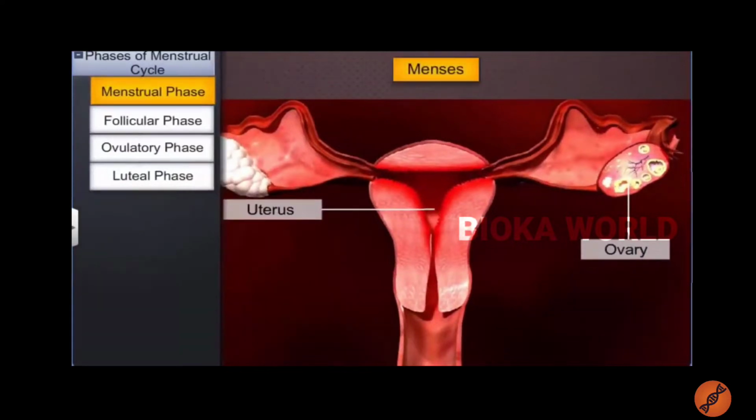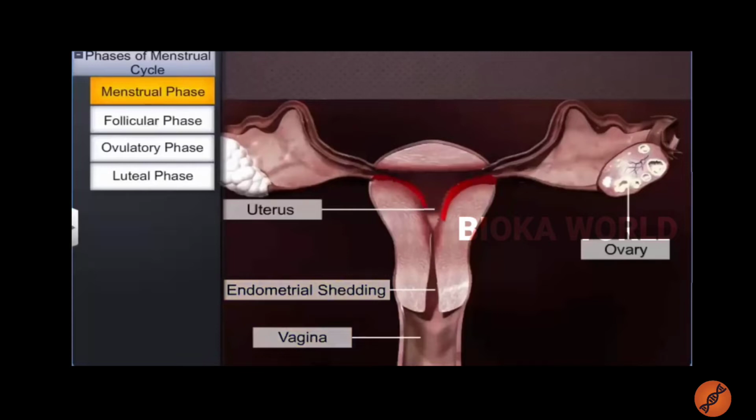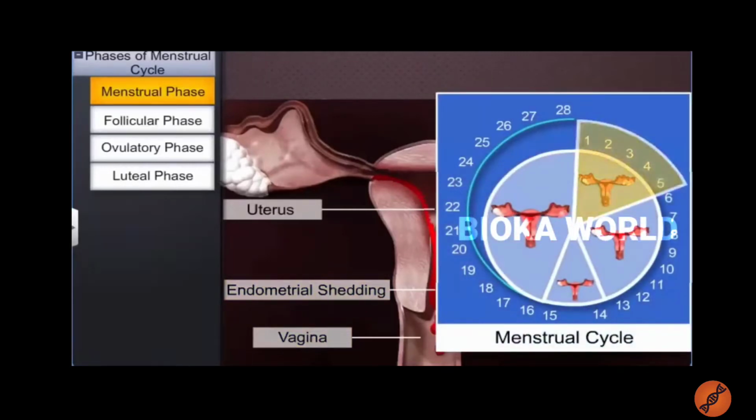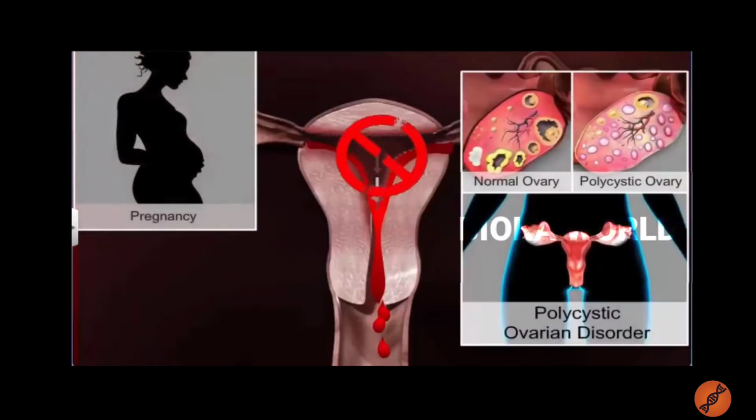For instance, during the menstrual phase, the endometrial lining of the uterus and its blood vessels break down and mix with the blood, mucus and other cell debris to form menses. The menses are discharged through the vagina as menstruation or menstrual flow, which lasts for 3 to 5 days from the beginning of the menstrual cycle.